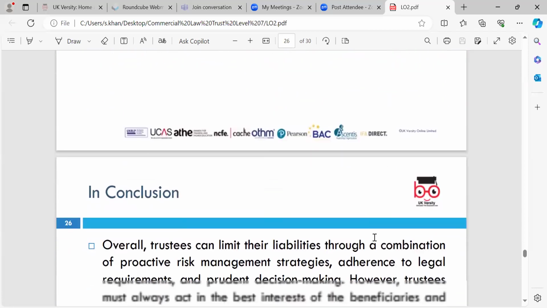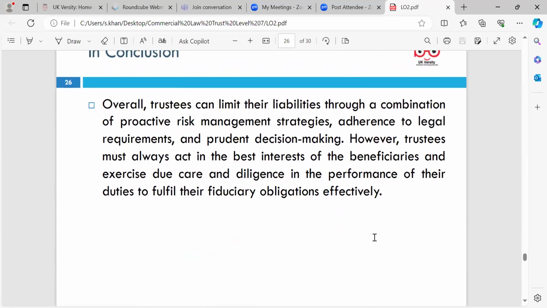In conclusion, overall, trustees can limit their liabilities through a combination of proactive risk management strategies, adherence to legal requirements and prudent decision-making. However, trustees must act in the best interest of the beneficiary, and exercise due care and diligence in the performance of their duties to fulfill their fiduciary duties. Trustees are jointly and severally liable for breach of the trust to their beneficiaries where the breach has led to loss of a trust fund.